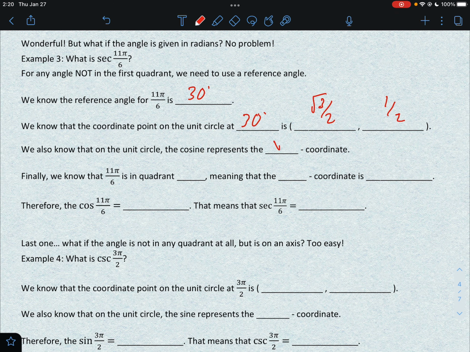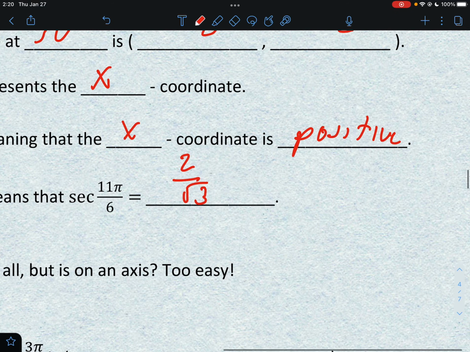Cosine, remember, is the x coordinate. 11 pi over 6 is in the 4th quadrant. So the x coordinate is, to the right, positive. So cosine of 11 pi over 6 is the positive x coordinate, which is root 3 over 2. Secant is just the reciprocal of that, so 2 over root 3. Which again, that's fine. You could rationalize this to 2 root 3 over 3, but I would accept this as a perfectly legitimate answer.